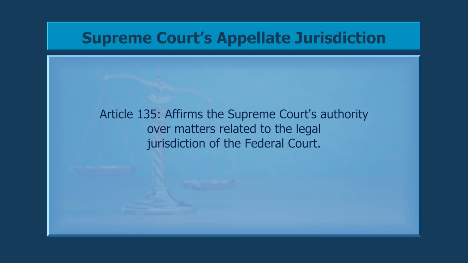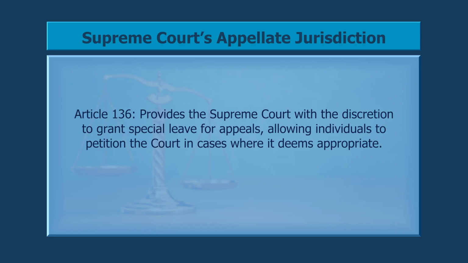Article 135 affirms the Supreme Court's authority over matters related to the legal jurisdiction of the Federal Court. Article 136 provides the Supreme Court with the discretion to grant special leave for appeals, allowing individuals to petition the court in cases where it deems appropriate. In simpler terms, an appeal can be made to the Supreme Court against a decision from a high court, but only with the consent of the High Court or by seeking special leave from the Supreme Court itself.